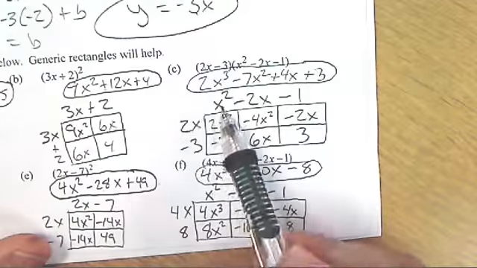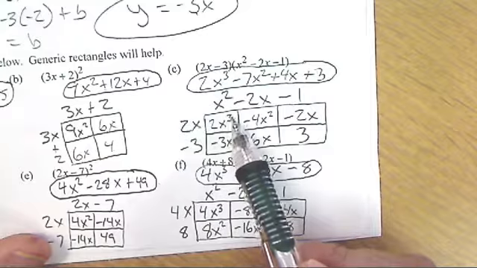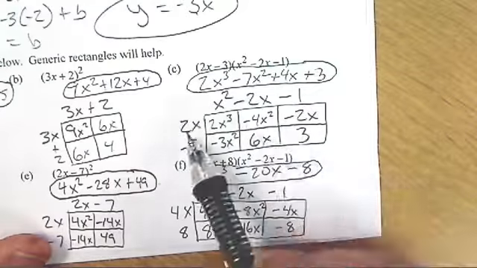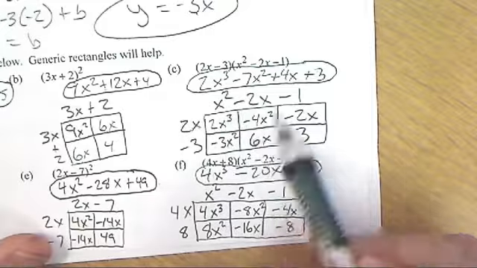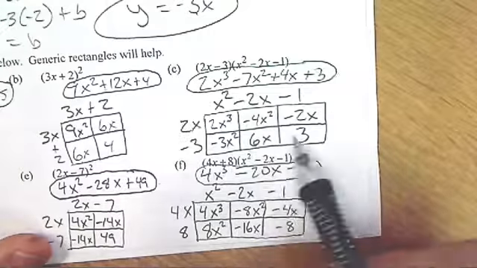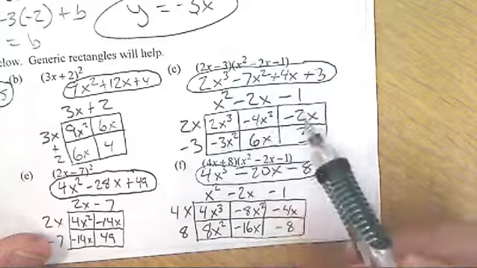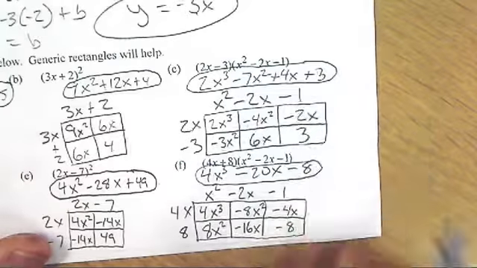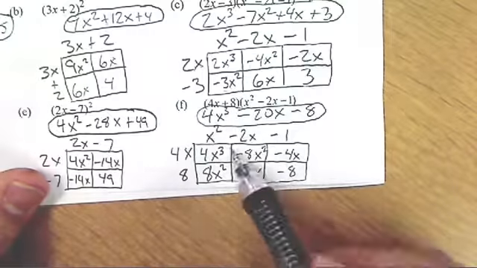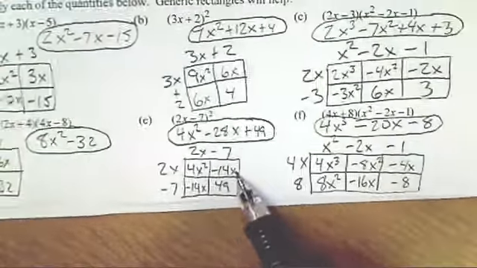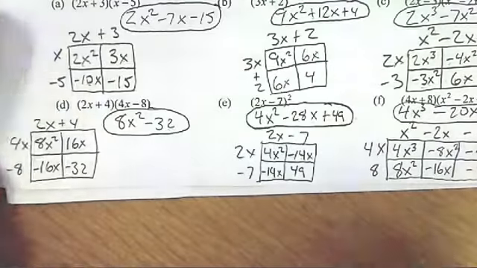So 2x times x squared is 2x cubed. That's where most people go wrong. X times x squared is x cubed. 2x times -2x, -4x squared. So you find the area of each one. Combine the like terms. That's how I got the 7x squared. Combine these together. That's how I got the 4x. Same process here.